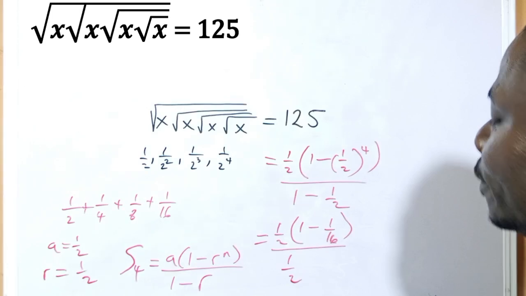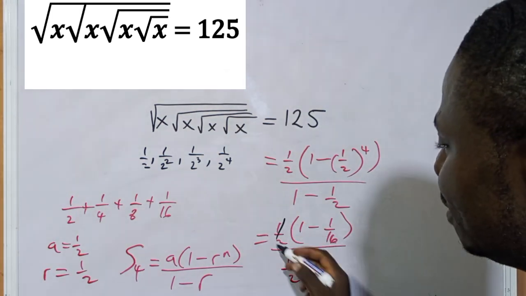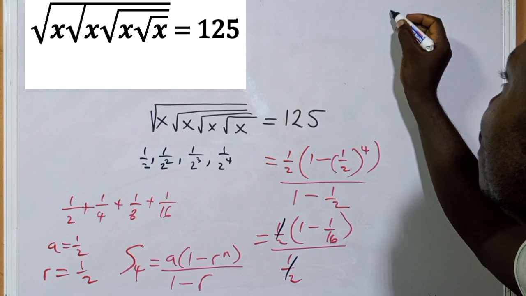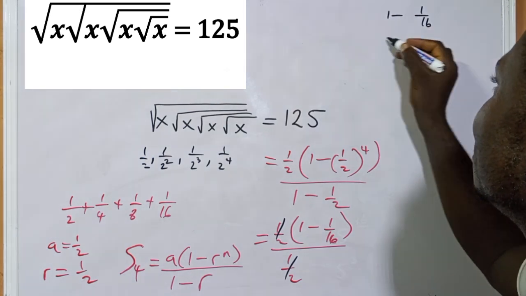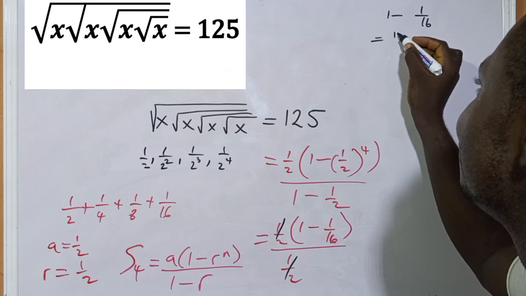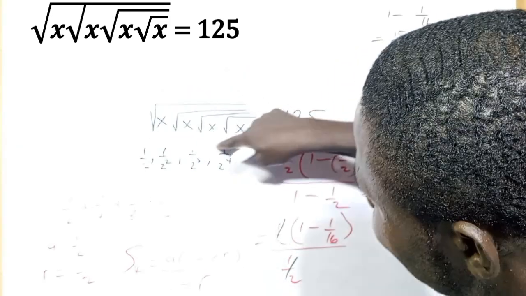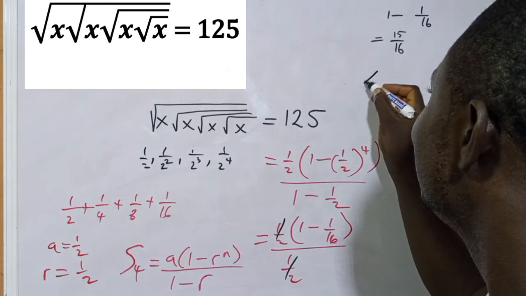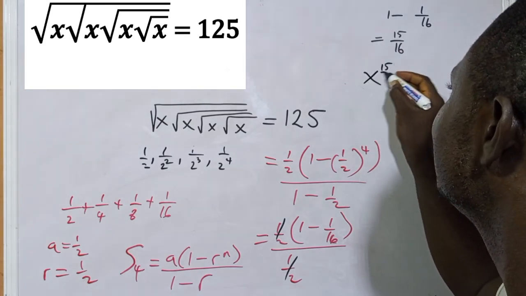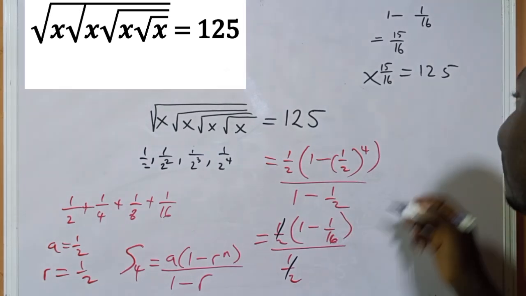Now let's continue. Automatically this can cancel this. So we now have 1 minus 1 over 16, which is the same thing as 15 over 16. So these square root layers now become 15 over 16. So we now have x raised to power 15 over 16 equals 125. Then you simplify from here.